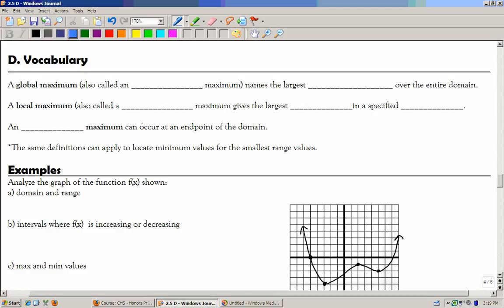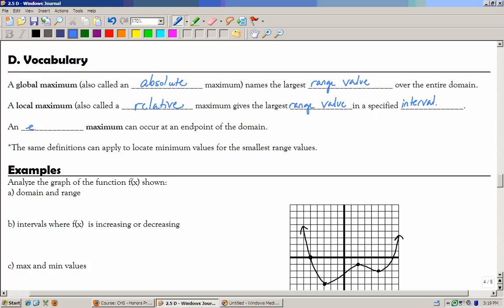Okay, we're going to continue talking in section D. A global maximum is also called an absolute maximum. It names the largest range value over the entire domain. A local maximum, also called a relative maximum, gives the largest range value in a specified interval.